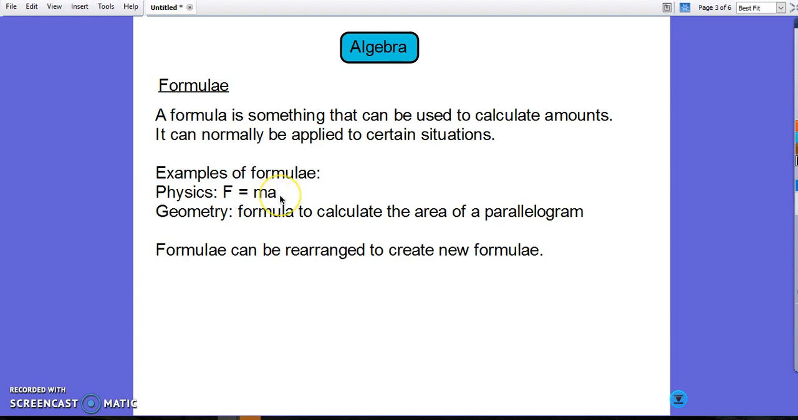In mathematics, we'll sometimes use formulae from physics, but we will more often use formulae from geometry. This is a formula for example, a formula to calculate the area of a parallelogram would be a formula in geometry. And as I mentioned already with F equals ma, formulae can be rearranged to create new ones based on the information that you have.